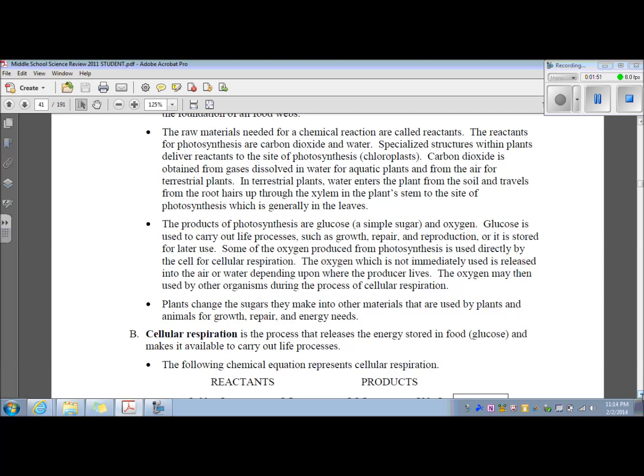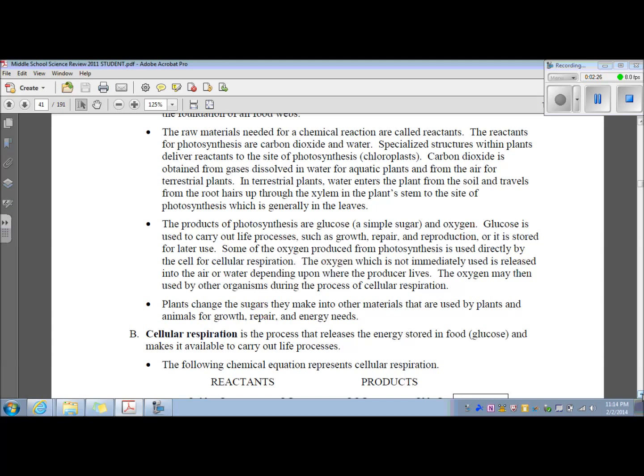Glucose is used to carry out life processes, such as growth, repair, and reproduction, or it is stored for later use. Some of the oxygen produced from photosynthesis is used directly by the cell for cellular respiration. The oxygen which is not immediately used is released into the air or water depending where the producer lives. The oxygen may then be used by other organisms during the process of cellular respiration.